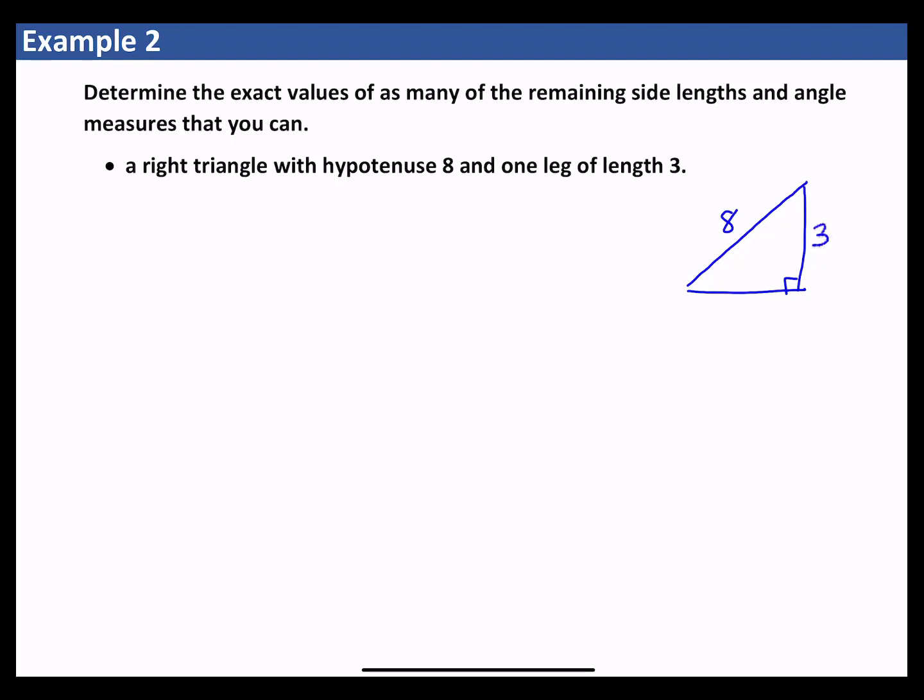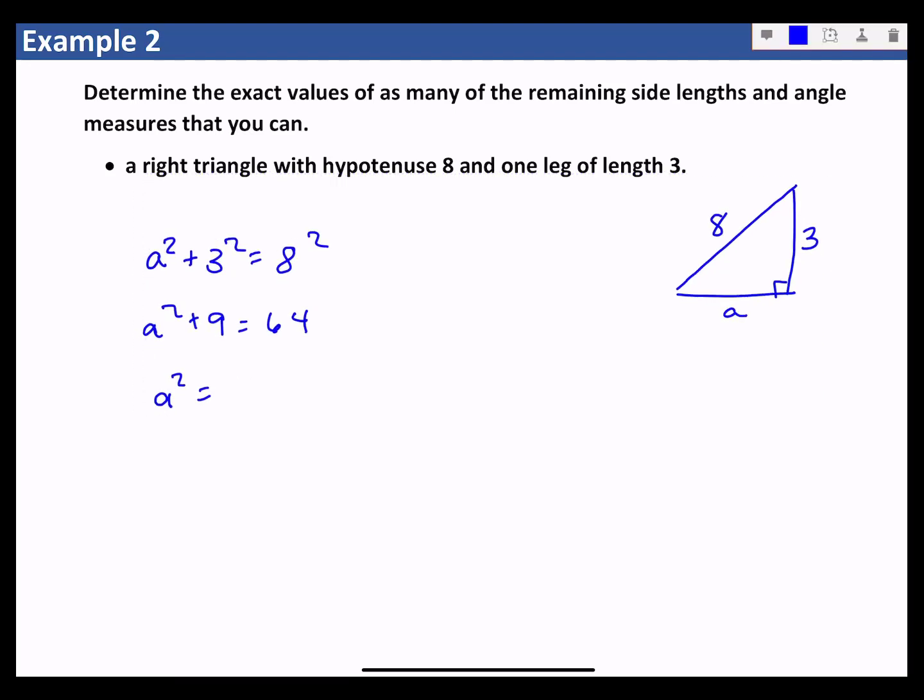So we could use the Pythagorean theorem to find this missing leg. We know that a squared plus 3 squared would equal 8 squared. Let me back up there. A squared plus 9 equals 64. So a squared equals 64 minus 9, which would be 55.